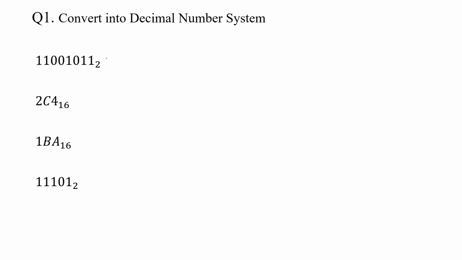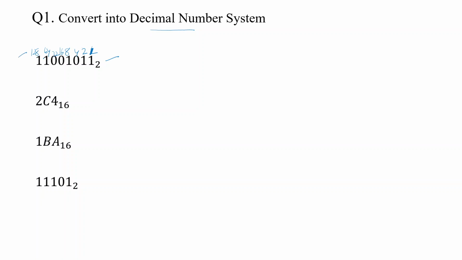Now this is your task. How can you convert it into a decimal number? What is the value of 11001011? Simply write it as powers of 2. 2 to the power of 0 is 1, 2 to the power of 1 is 2, then 4, 8, 16, 32, 64 and 128.